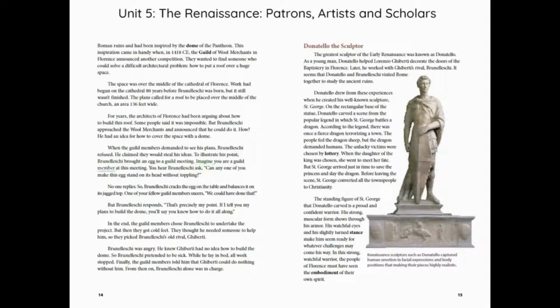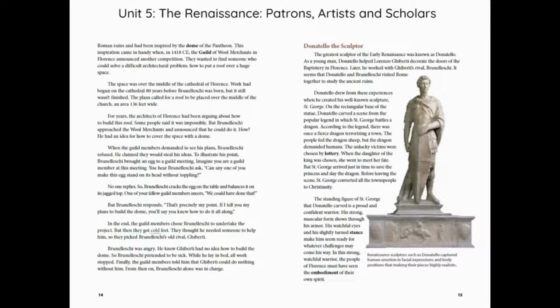Imagine you are a guild member at this meeting. You hear Brunelleschi ask, "Can any one of you make this egg stand on its head without toppling?" No one replies. So Brunelleschi cracks the egg on the table and balances it on its jagged top. One of your fellow guild members sneers, "We could have done that!" But Brunelleschi responds, "That's precisely my point. If I tell you my plans to build the dome, you'll say you knew how to do it all along." In the end, the guild members chose Brunelleschi to undertake the project.